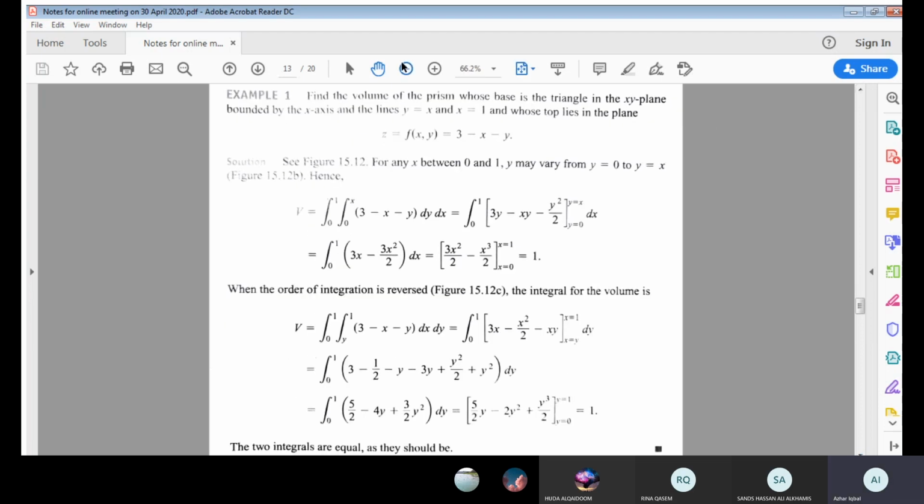So this one is an example. Calculate the volume of the prism whose base is the triangle in the xy plane bounded by the x-axis and the two lines y = x and x = 1, and whose top lies in this plane. The top lies in this plane, whereas the region in the xy plane is defined by these conditions: bounded by the x-axis, the line y = x, and x = 1.